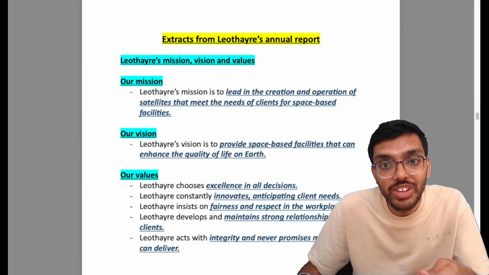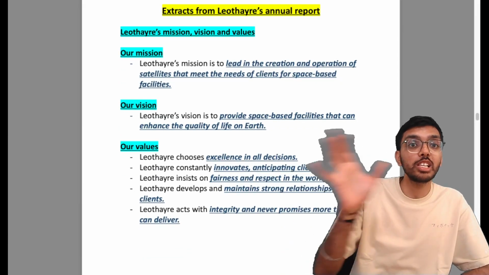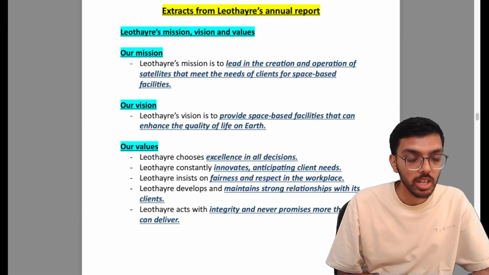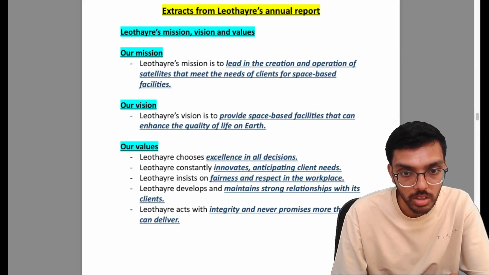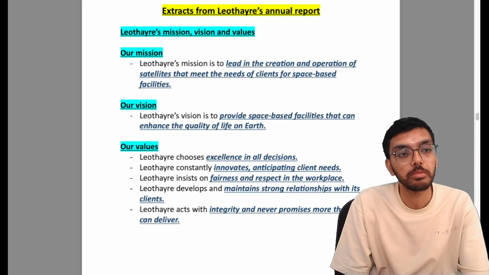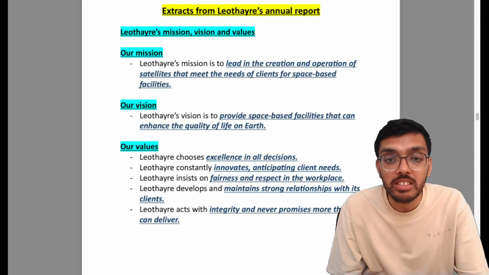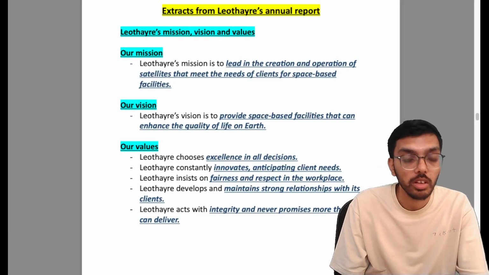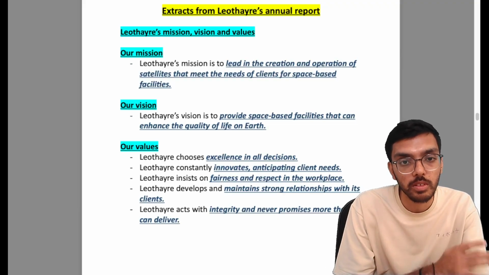Now we have extracts from Leothayre's annual report. They've given us Leothayre's annual report. In the annual report, mission, vision and values are given. Firstly, what is mission? The mission is the reason for existence of a particular company. Why a particular company exists.